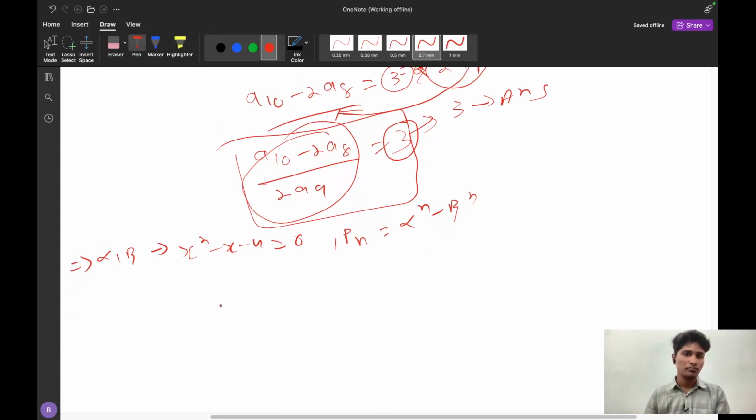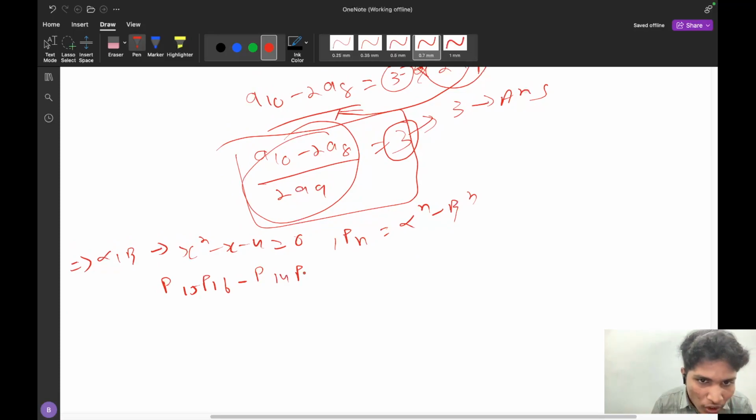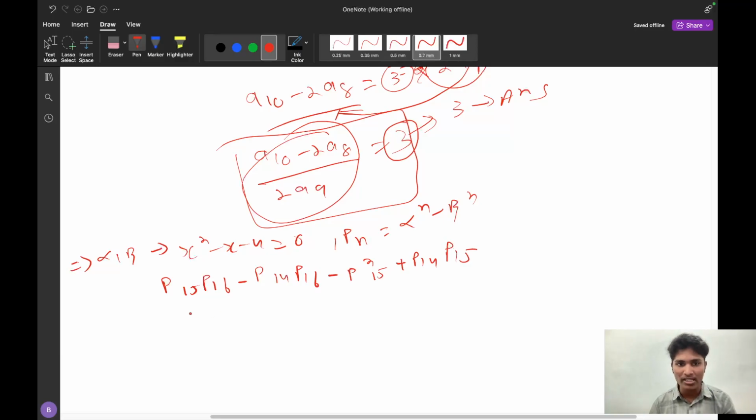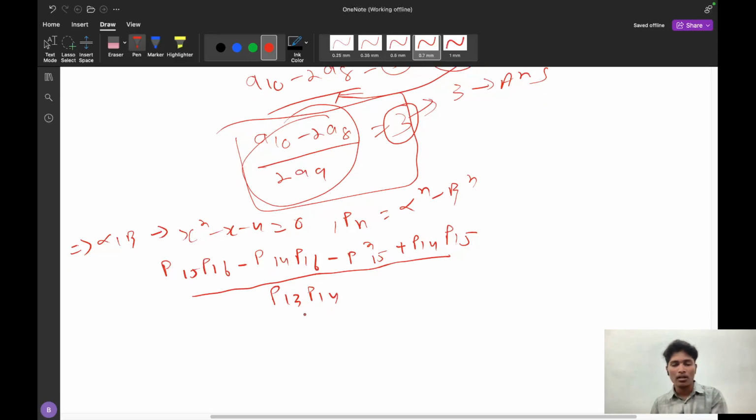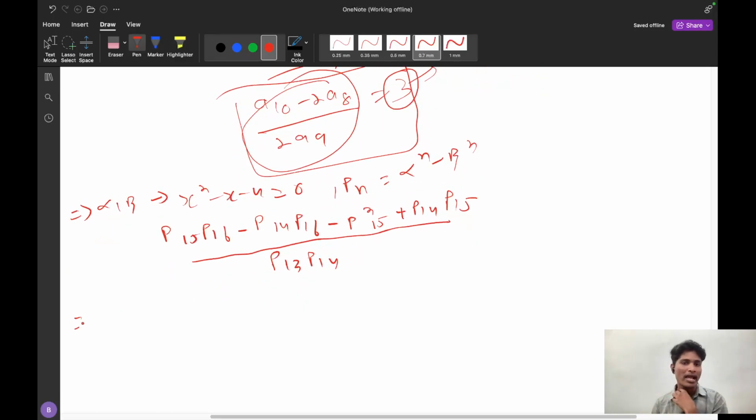Now what are they asking? They are asking P15 into P16 minus P14 into P16 minus P15 square, plus P14 P15. A large expression this time, divided by P13 P14. This is the value you have to calculate.